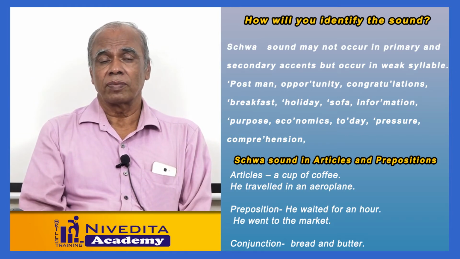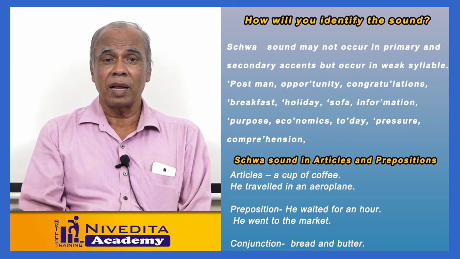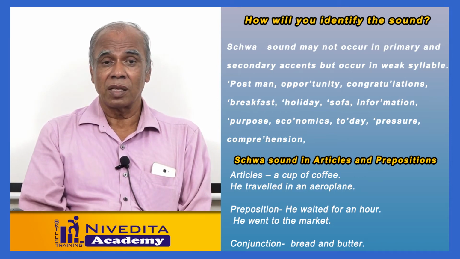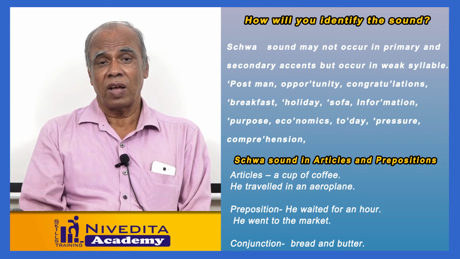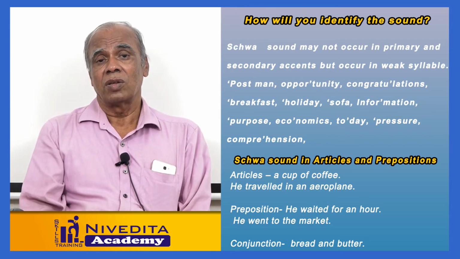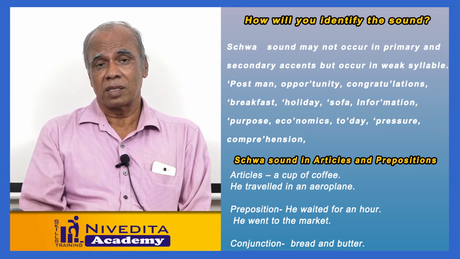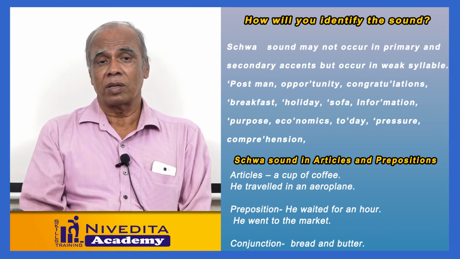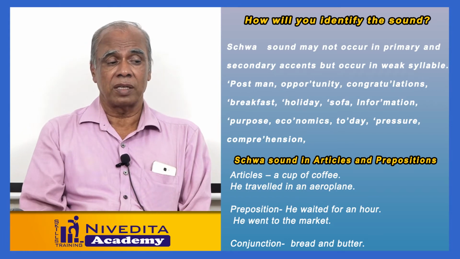Information. Ma, there only you have the primary stress. In is a secondary stress. Fa is a weak vowel. Shen is a weak vowel. So you have to say the word like this: information.